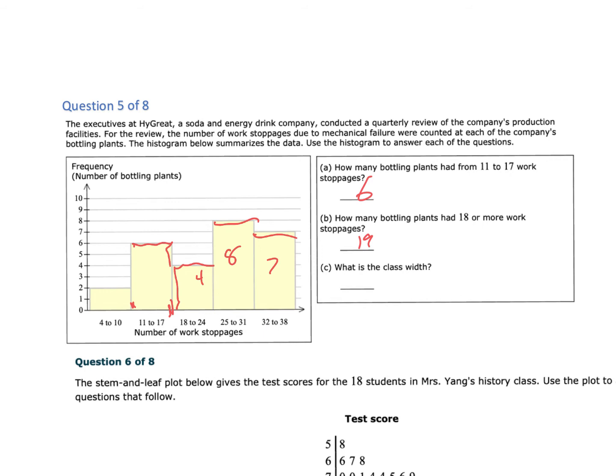What is the class width? Okay, so the class width. To get the class width, we look at how wide each category is. So from 32 to 38, or 25 to 31, or 18 to 24, or 11 to 17, or 4 to 10. Okay, this is interesting. You could do one number minus the other, but then you have to add 1 to it. So the answer is really 7 for each of these. Because think about the numbers 4 to 10. You have 4, 5, 6, 7, 8, 9, and 10. Same with 11 to 17. So the width of each is 7.